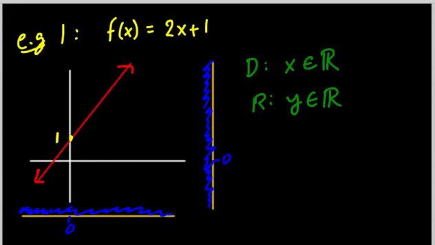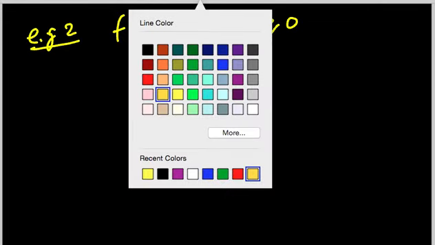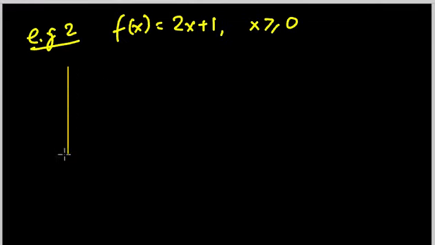All right, let's get to some more interesting examples. So let's do example 2. Example 2 is very similar, and I'm going to say f of x is 2x plus 1, and I'm going to say x is greater than or equal to 0. So if I do the same thing, let's draw that here.